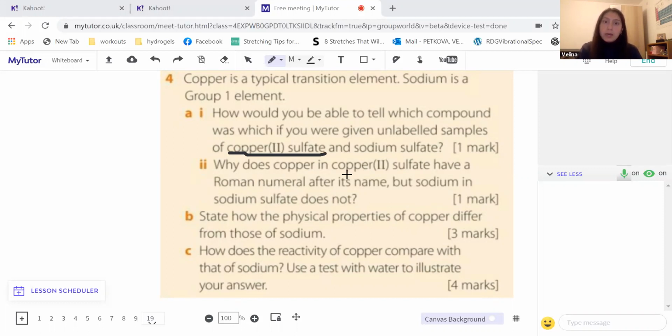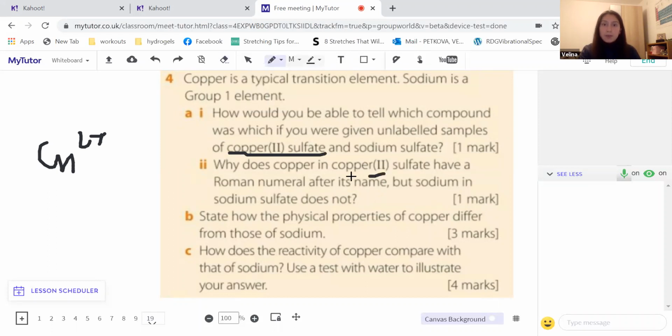So why does copper in copper(II) sulfate have a Roman numeral, but sodium in sodium sulfate does not? If people want to jot down some answers. Yeah, okay, so almost. Joe has said it right. Because copper has multiple ions, that's why. So remember, these Roman numerals indicate which ion it is. If it's copper(II), it means it's copper 2+. If it's copper with a I, like that, if that was a bracket, that would be what? It would be copper 1+, okay?